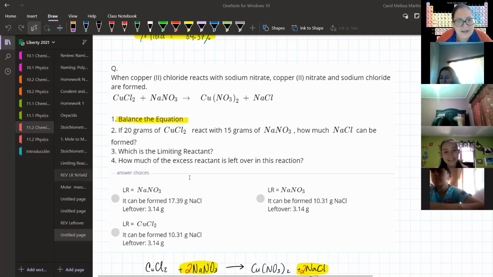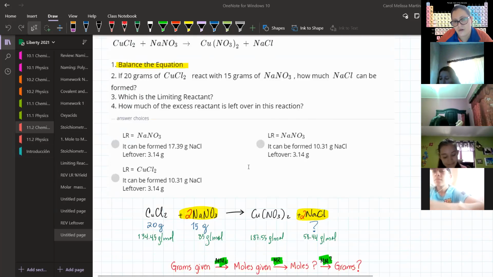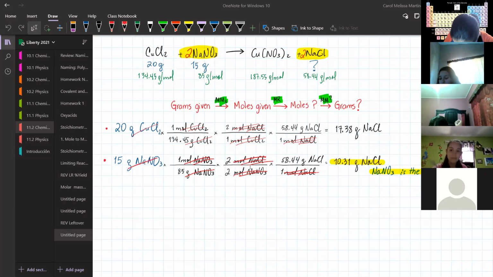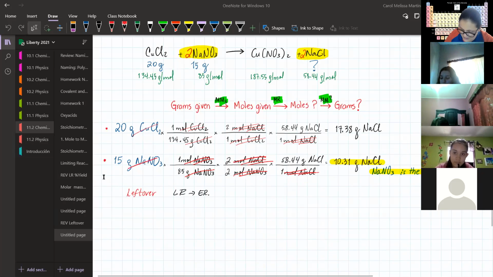Okay, let me continue with the exercise. They're asking me about the leftover. Okay, so for the leftover, as I already taught you, you need to relate the limiting reactant with the excess reactant. Okay, that's a relationship that we have to do. So the limiting reactant we know is NaNO3. Okay, so we're going to start with that given. 15 grams of NaNO3. And we're going to do the same procedure.